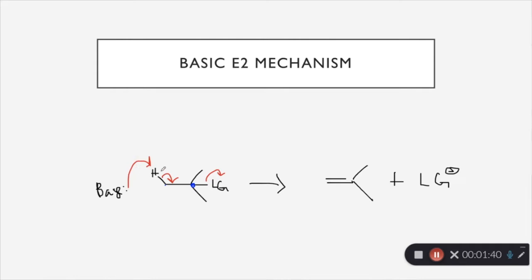So the base is going to take up that hydrogen, the hydrogen is going to donate its electrons back to the sigma bond, and because that sigma bond is becoming a pi bond, the leaving group doesn't need to be there anymore, and so it gets kicked out. And that leaves behind a double bond plus the leaving group.